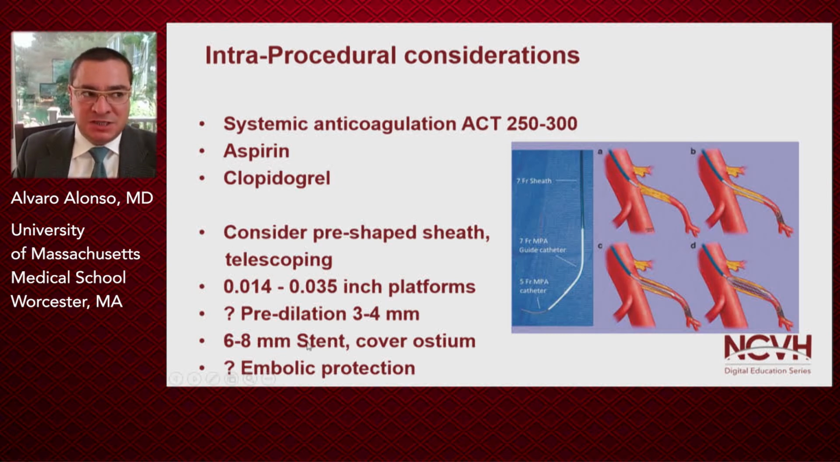Typically, stents are between 6 to 8 millimeters. You need to ensure that you're covering the ostium. Some people use ostium-placing devices as well. Some people also use embolic protection. Again, there's not much data. It's like in the renal literature. But it has definitely been utilized, and it could be valid.